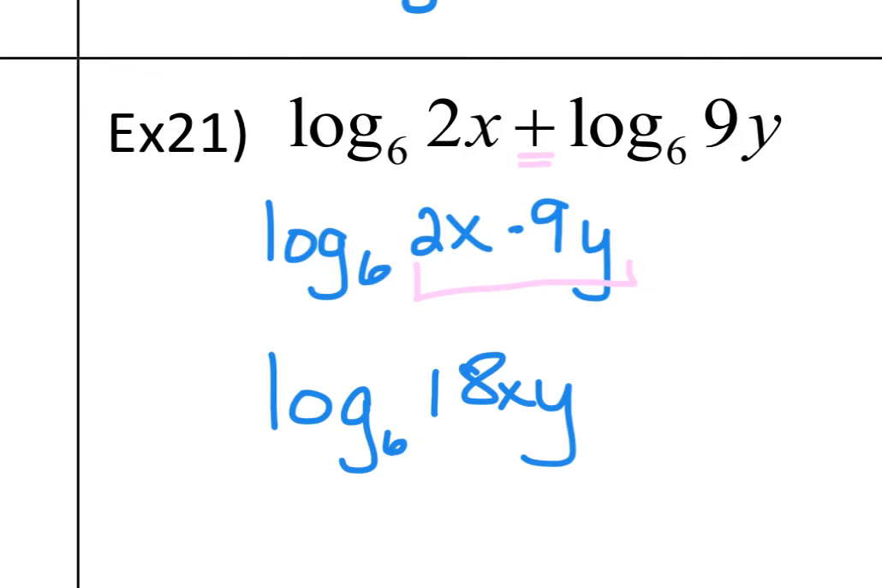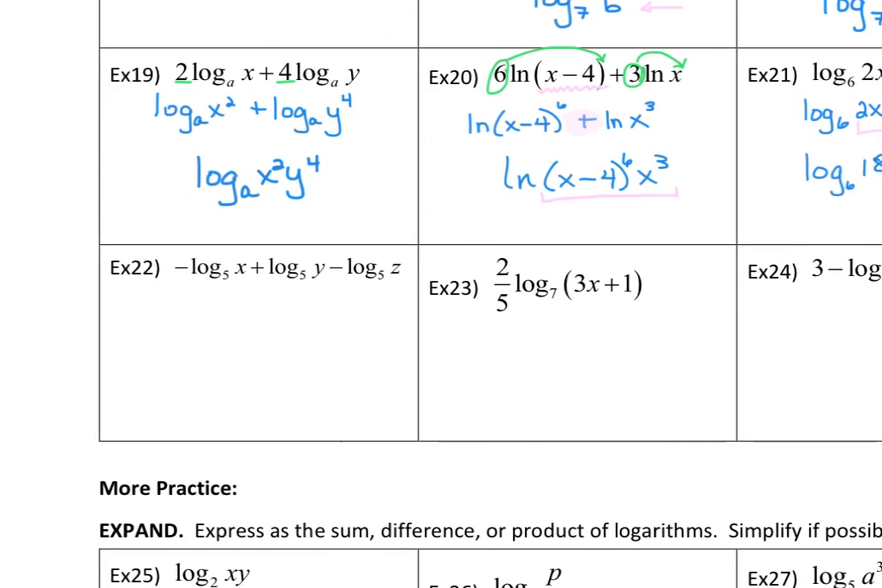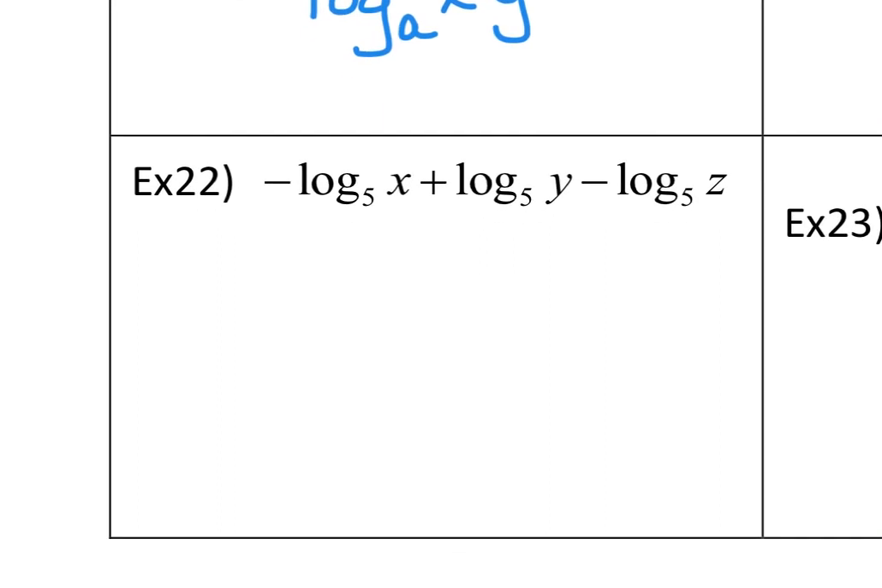Okay, and then number 22. Number 22 is interesting, and I want you to start by noticing that you've got 3 different terms here. That you have the log base 5 of x, that you have the log base 5 of y, and you've got the log base 5 of z.